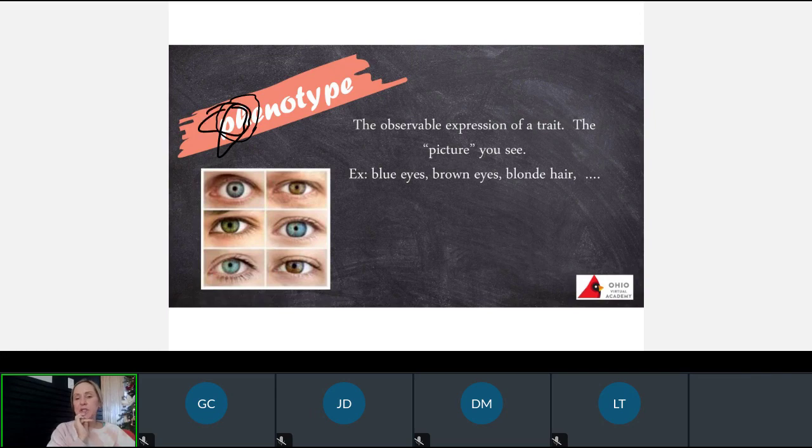Phenotype. PH. Phenotype reminds me of the word physical. So PH is physical. It's also in the word phenotype. Phenotype is what something physically looks like. What it looks like, the visual that you can see, all right? Like your phenotype would be your eye color. The phenotype would be the actual color of your eye.